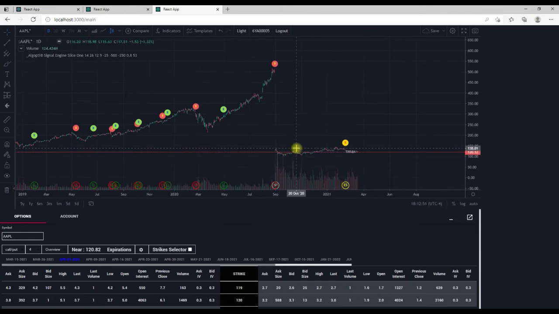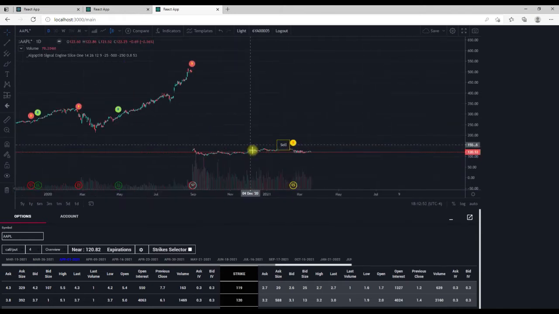So step two, what we do is we take this information and backtest historically, so we can determine algorithmically how to select certain options contracts, right?